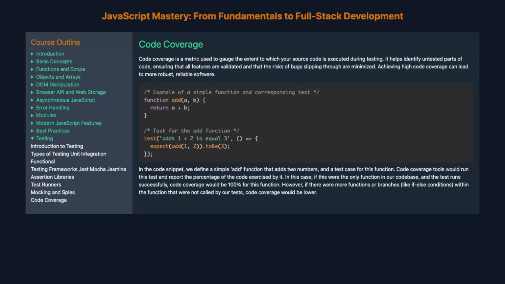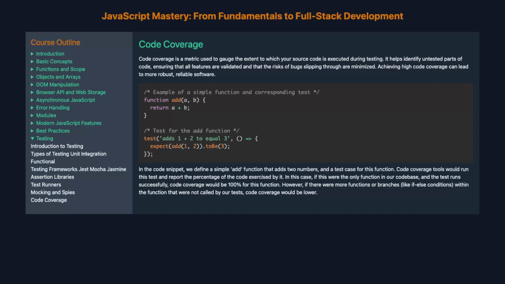Code coverage. Code coverage is a metric used to gauge the extent to which your source code is executed during testing. It helps identify untested parts of code, ensuring that all features are validated and that the risks of bugs slipping through are minimized. Achieving high code coverage can lead to more robust, reliable software.